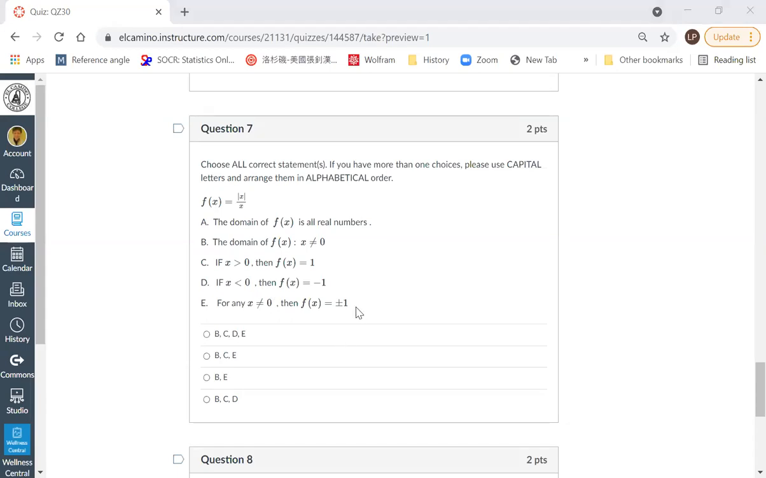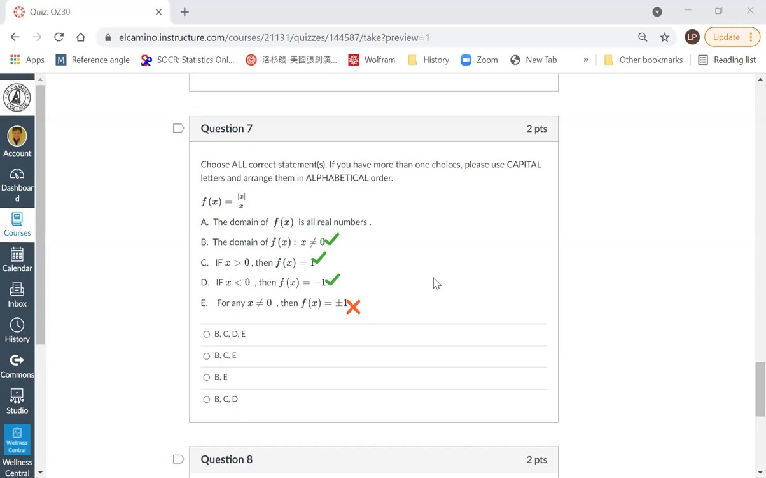Okay. You see, when x is positive, f of x equals 1. When x is negative, f of x equals -1. These are all correct, and the domain is correct, right? But this one is wrong. You follow me? This is wrong.